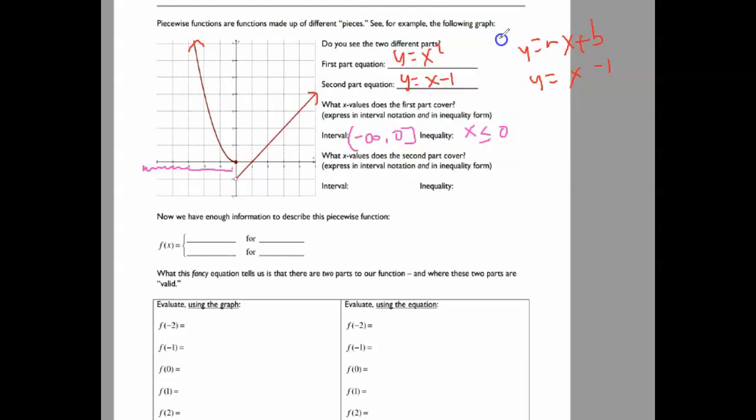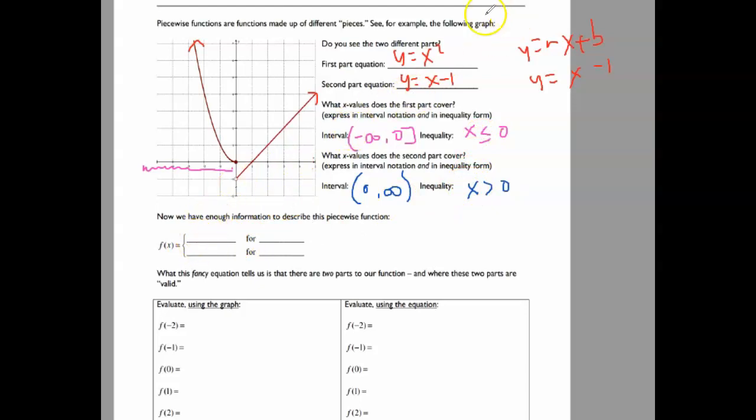Now let's look at the second part, which is the linear function here. What x values does that linear function cover? It starts at 0 all the way to positive infinity. What kind of circle is that at x equals 0? That's the open circle. So please, please, please do not include 0. The x values are going to be greater than 0. Cool? All right, now we have all the information.